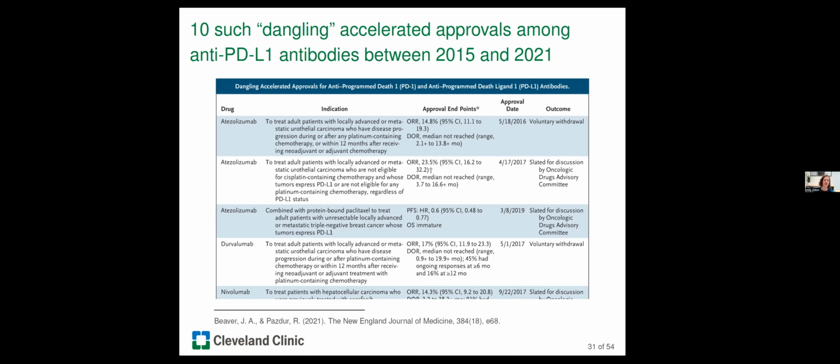Interestingly, there were actually 10 such dangling accelerated approvals among anti-PD-L1 antibodies alone, just between 2015 and 2021. And here's an abbreviated table of some of those. Some of them still have their accelerated approvals on the market despite negative phase 3 trial results. So this is a problem that's coming up quite a bit, that these drugs are being approved on the basis of potentially poorly planned phase 2 trials, and then that approval staying out there for some time, even after definitive trials have shown no improvement in results.